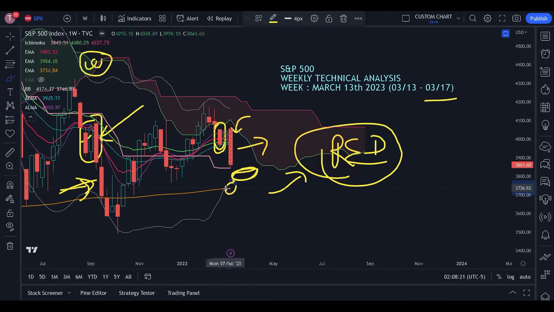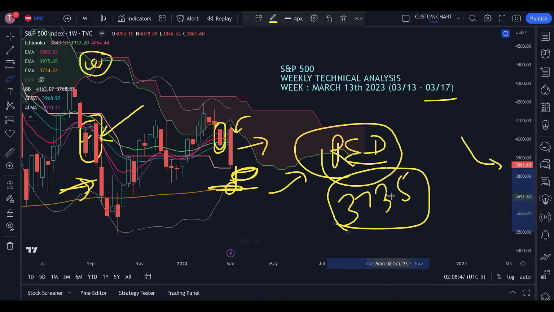Now we can clearly see that we have the 200 week moving average at 3734 or 3735. The closing of the S&P 500 was at 3861. So this means there is still more than enough room for the S&P 500 to come down to 3735. You cannot say that because we have seen heavy selling on Thursday and Friday, there will not be any heavy selling on Monday or Tuesday. No, this is not true.